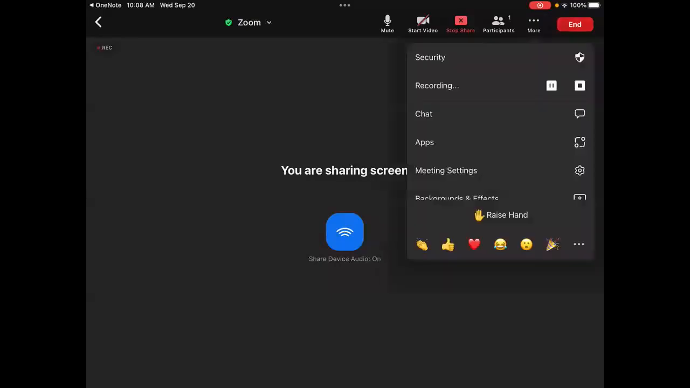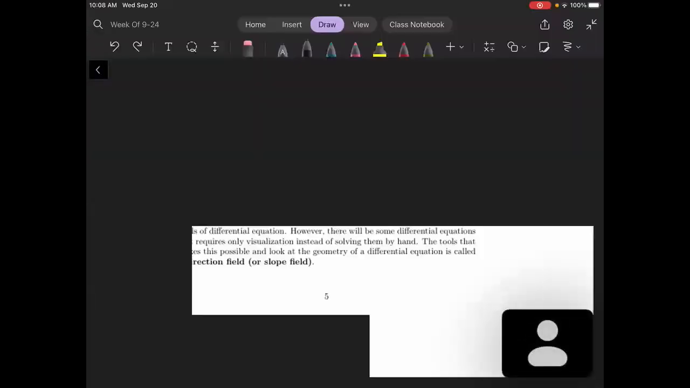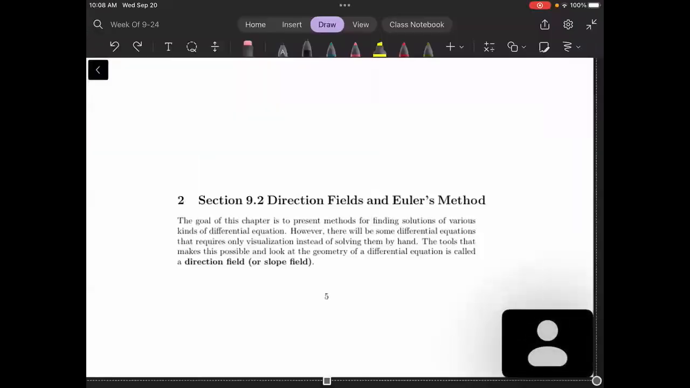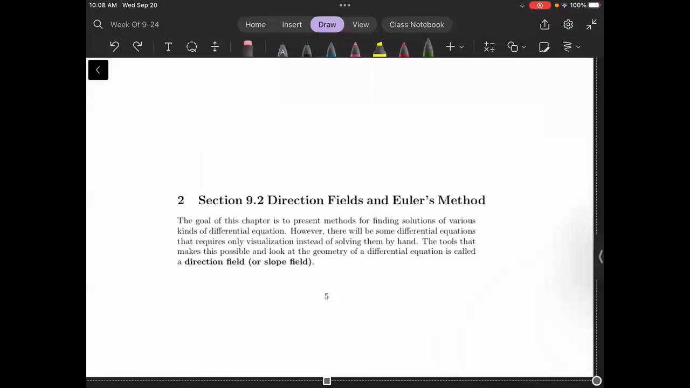All right, everybody. In this video, we'll be talking about how to approximate different solutions to differential equations by using direction fields and an algorithm to refine our solution curves a bit more. And it's by using Euler's method.